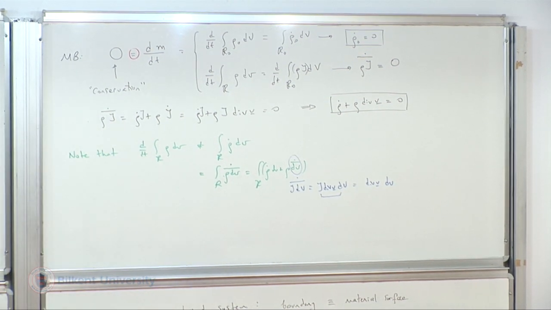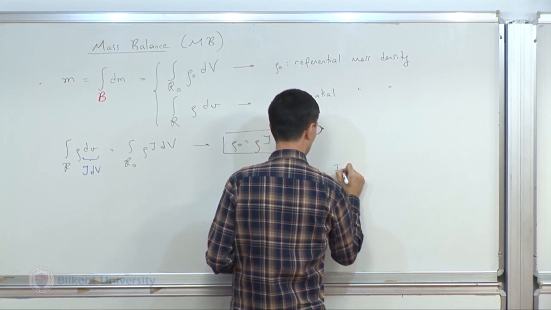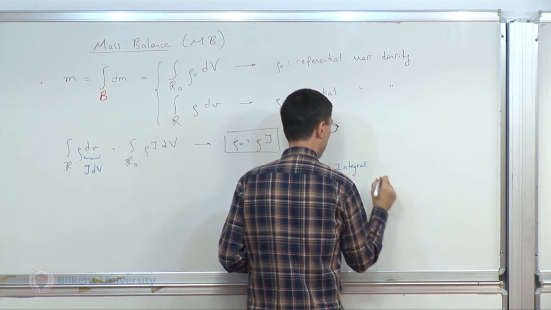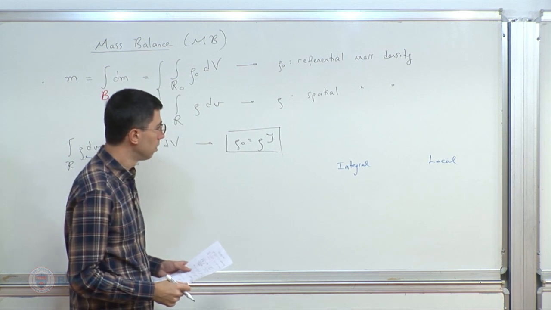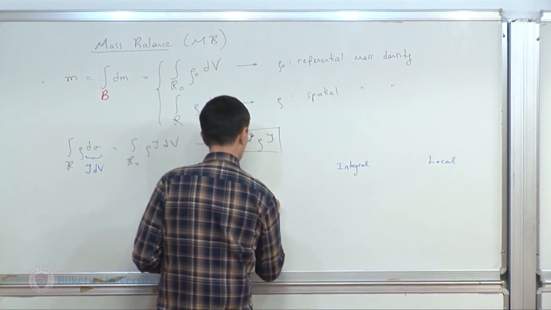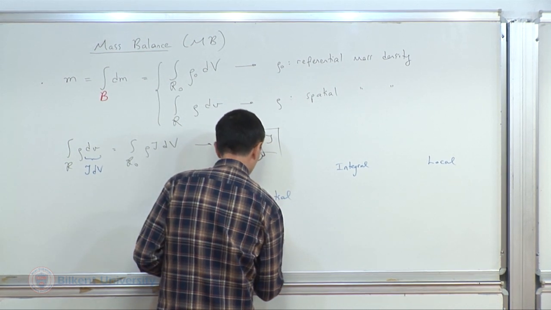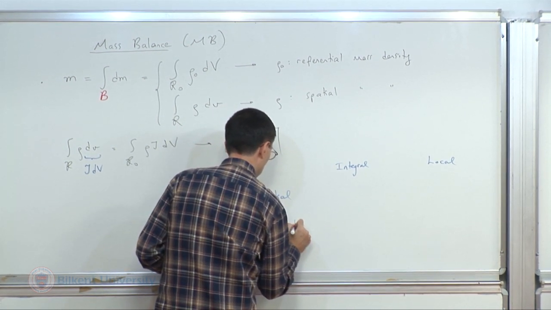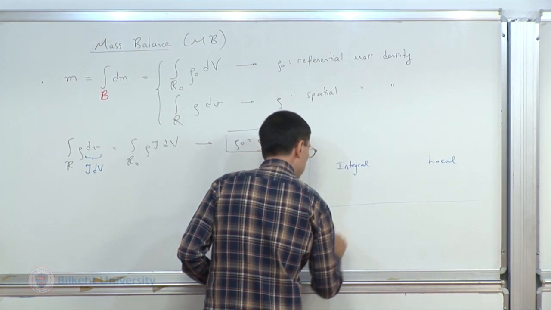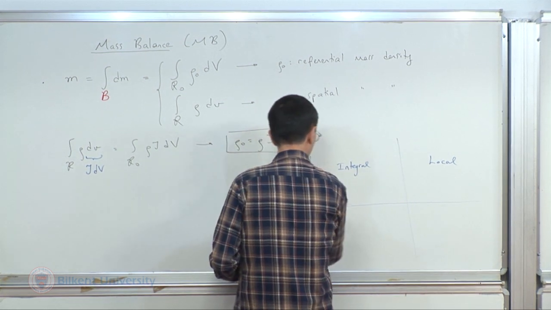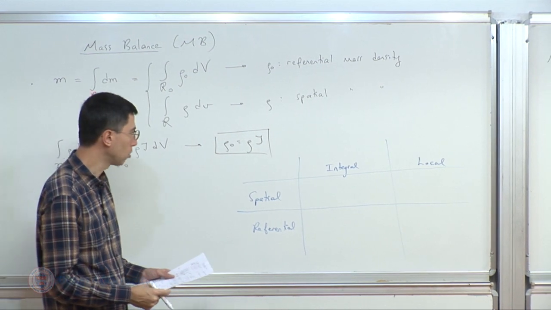let's do it over here. We have the integral and local forms of mass balance. And both of these can be expressed in terms of spatial or referential quantities. I will draw a similar table for the remaining two balance laws as well.